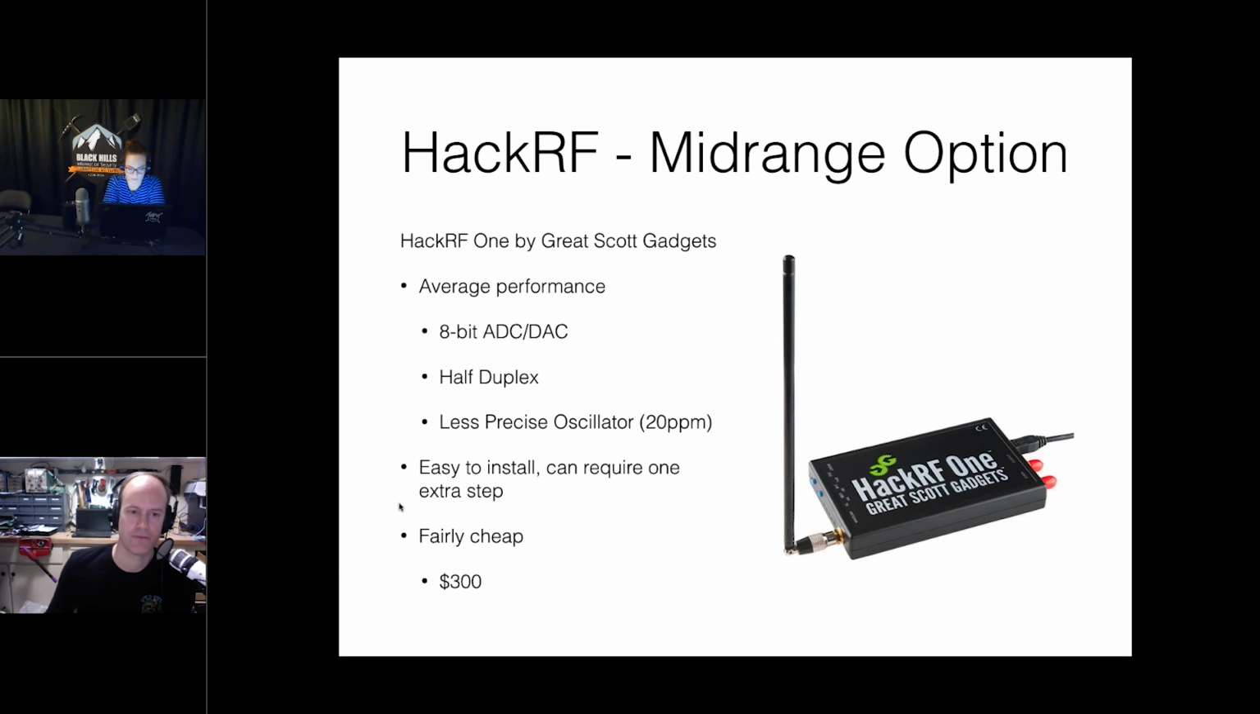You'll notice it's got an 8-bit ADC instead of the 12-bit on the last one. That means the signals aren't going to be as clear. They're not going to stick out from the noise quite as much. It's a half duplex device, meaning you can receive and you can transmit, but you can't do them at the same time. The oscillator's not super precise, so if you were to set up a system where the HackRF One was talking to another HackRF One, you'd definitely have to calibrate out the oscillator error in most cases. And it's pretty easy to install, almost as easy as the Ettus devices. It's basically one extra step, and you'll have your HackRF One working.